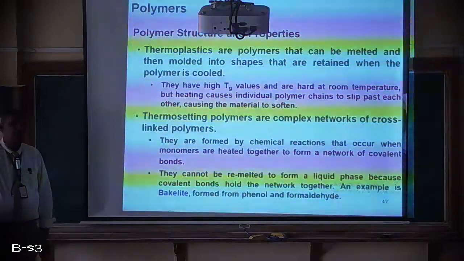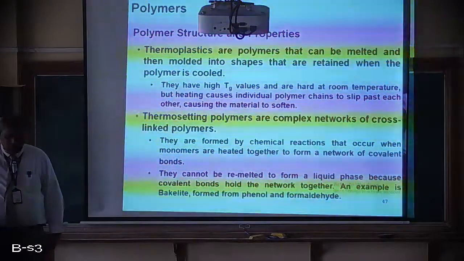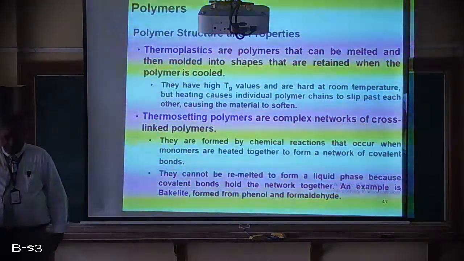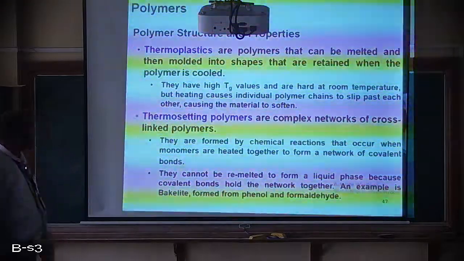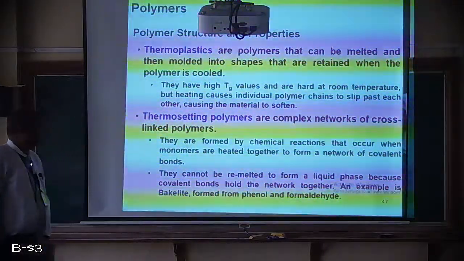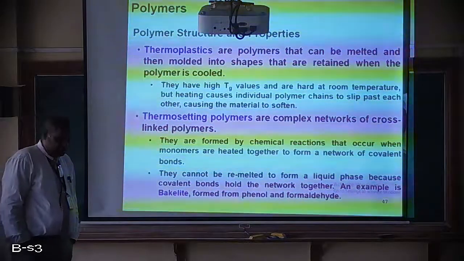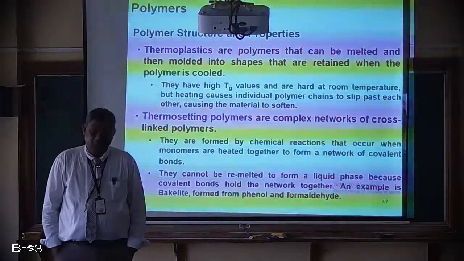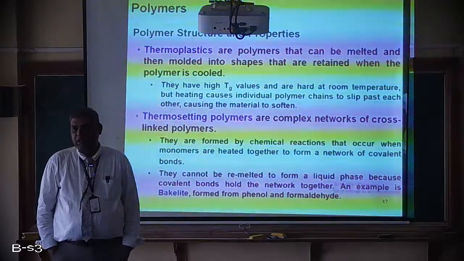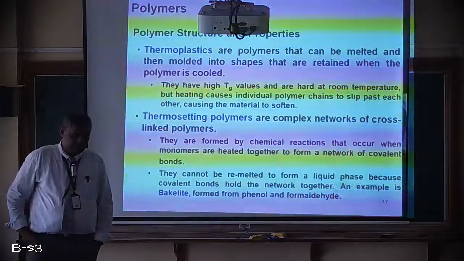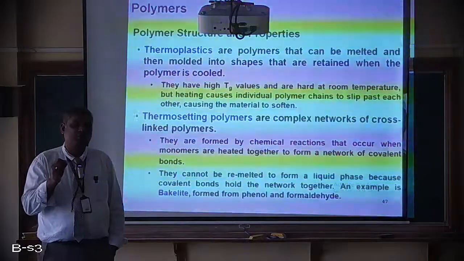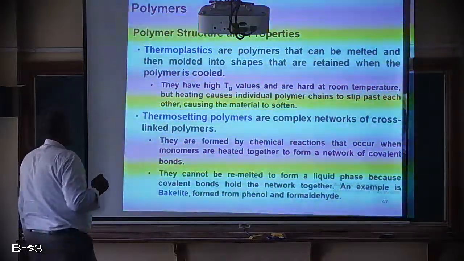So that is what we have discussed just earlier. There are two types of polymer, that is the thermoplast polymers and the thermoset polymers. These thermoplast polymers can be remelted and molded into shapes that retain the polymer if the polymer is cooled. So you can reheat it a number of times and you can cool it a number of times. The properties are not going to change, and even if they do change, the change is very small in nature.